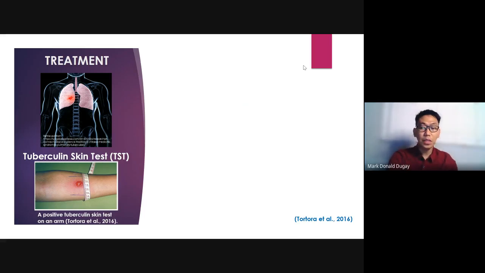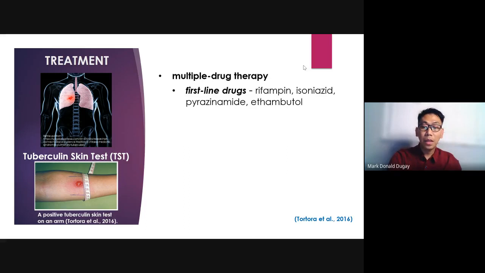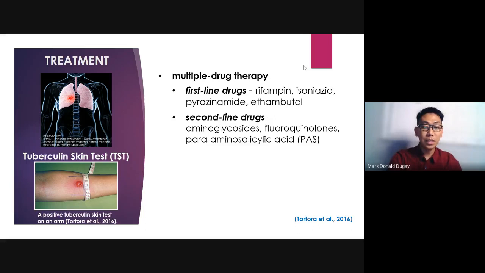Treatment for tuberculosis varies in the regimen depending on the sensitivity of the organism and other factors. Multiple drug therapy includes the first-line drugs rifampin, isoniazid, pyrazinamide, and ethambutol. This therapy is needed to mitigate the emergence of resistant strains. If resistance develops to alternatives, the second-line drugs that can be used are aminoglycosides, fluoroquinolones, and para-aminosalicylic acid or PAS.